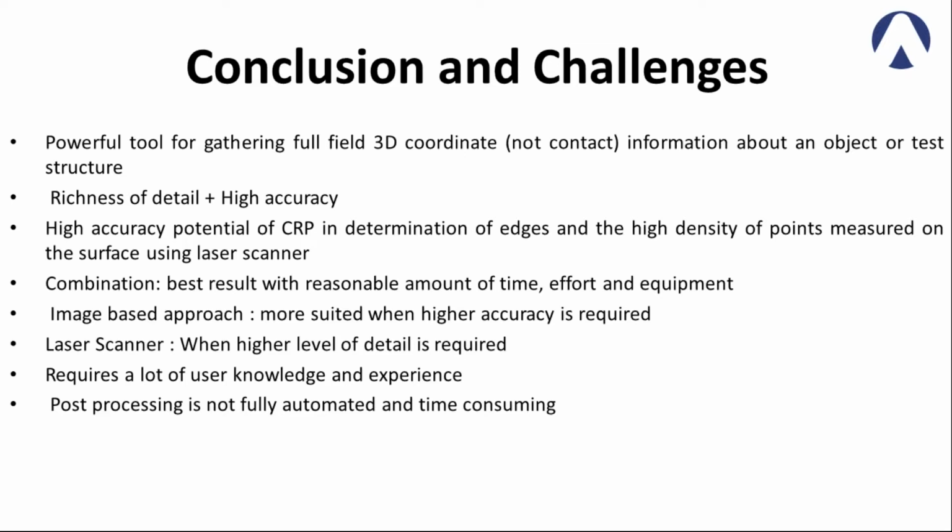High accuracy potential of CRP in determination of edges, and the high density of points measured on the surface using a laser scanner. While scanning you have to use the 4x or 6x zoom level, and you will get high density data. Combination gives the best result with a reasonable amount of time, effort, and equipment. The image based approach is more suited when higher accuracy is required. Laser scanner when a high level of detail is required. It requires a lot of user knowledge and experience.